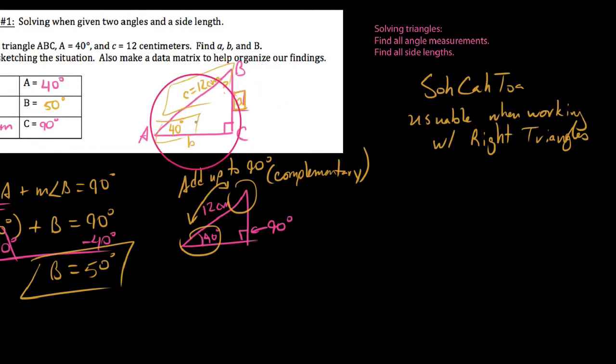And in this case, what we'll do is we'll use sine. Okay, so if we said sine, why would I want to use sine? And the reason behind this is because sine is opposite over hypotenuse.